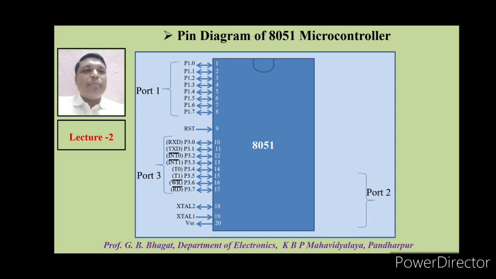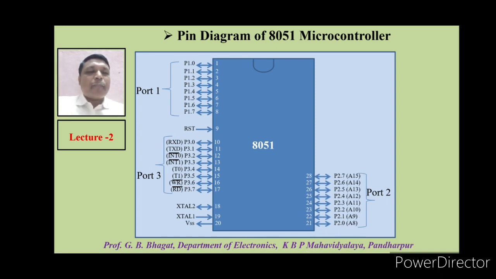Then from pin number 21 to pin number 28, these are the 8 pins that are assigned for port 2. Here the alternate function of port 2 pins is the higher order address bus of memory. Then pin number 29 is PSEN, that is program store enable function. Here this pin is used for programming of external memory.